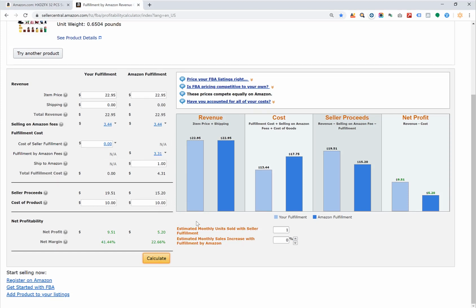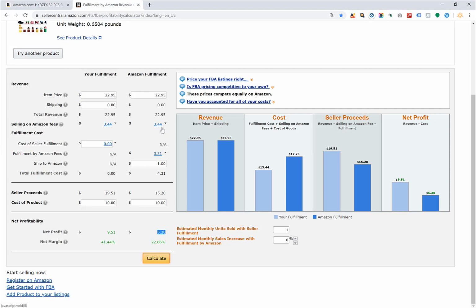And then it does the math for you really simply. It says your net profit is $5 per unit, which is a 22% net margin. So your ROI is actually pretty high on this because you put out $10 and get back $5.20, meaning, if you give me $10 and I give you back $15.20, you want to do that over and over and over again.